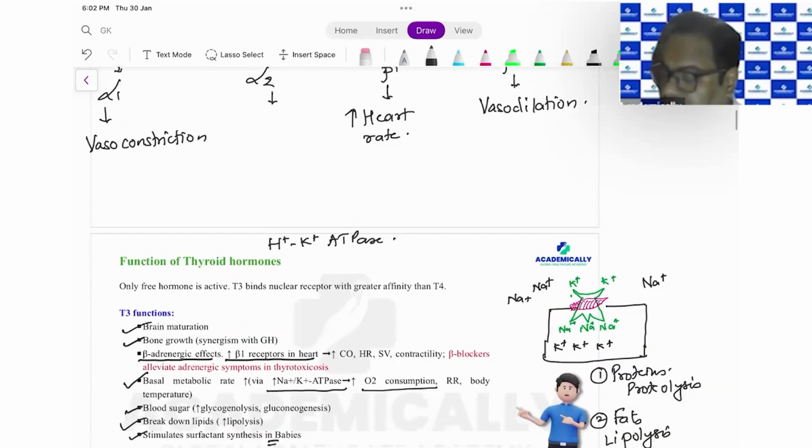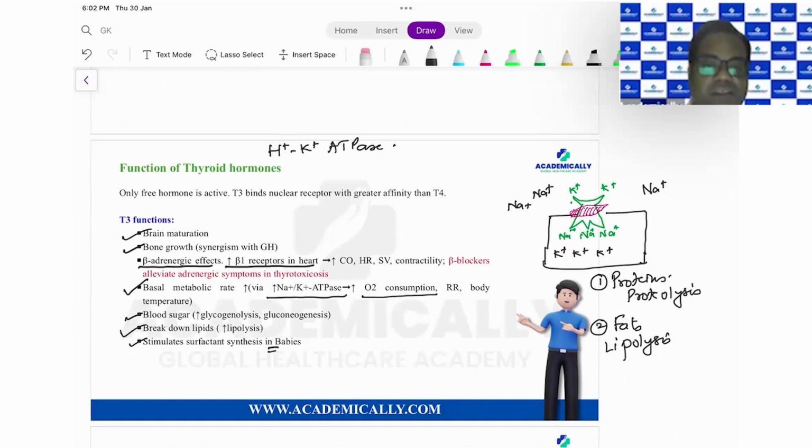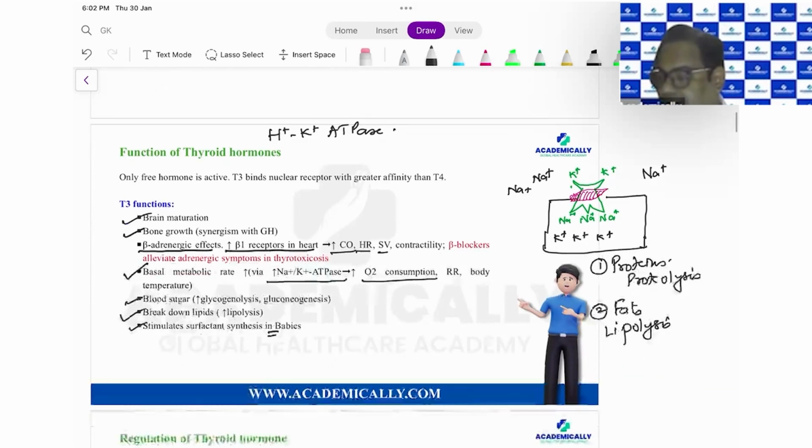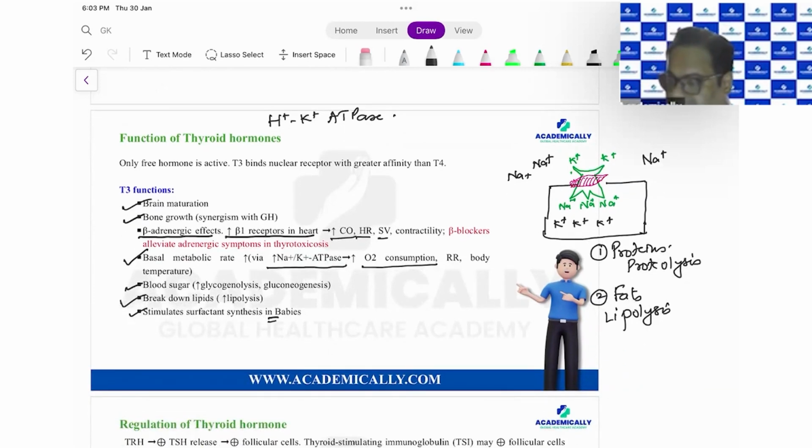Now, what happens is that it has got a beta 1 effect in the heart. So it increases the heart rate, and as a result of it, it increases the cardiac output also. Okay, stroke volume. What is stroke volume? The amount of blood that is pumped by the heart per contraction. So that is also increased. All right, contractility of the heart is increased.